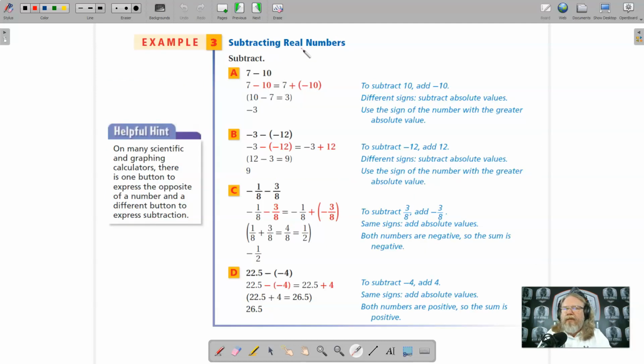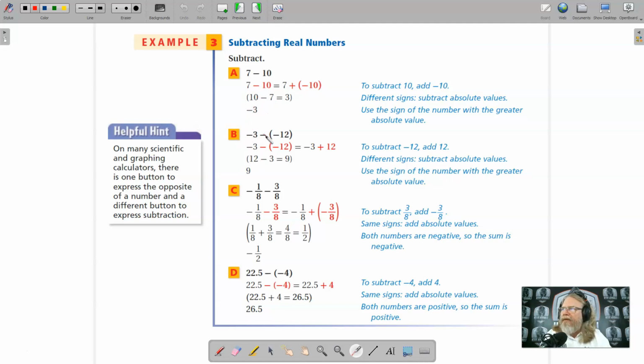So, subtracting some real numbers. In example A, we have 7 minus 10. Let's go ahead and change the subtraction to addition. The opposite of 10 is negative 10. Now we have two values where one's positive and the other one's negative, so let's subtract them. 10 minus 7 is 3. So 3 is the difference of the absolute values. Negative 10 has a greater absolute value, so we're going to use the negative sign.